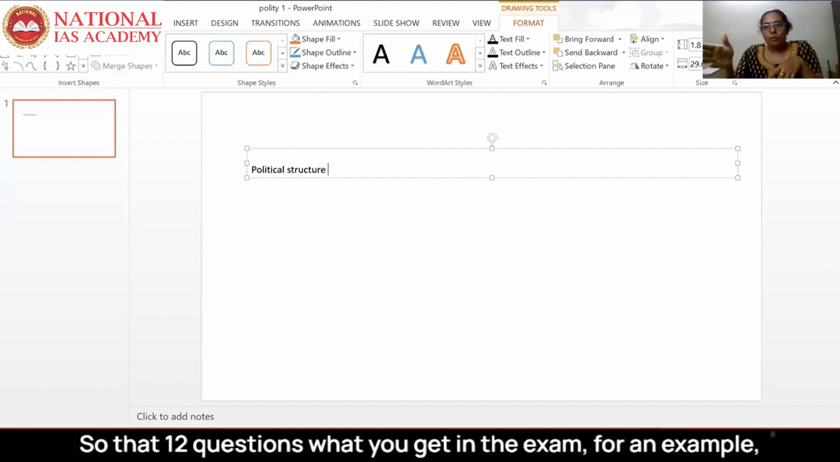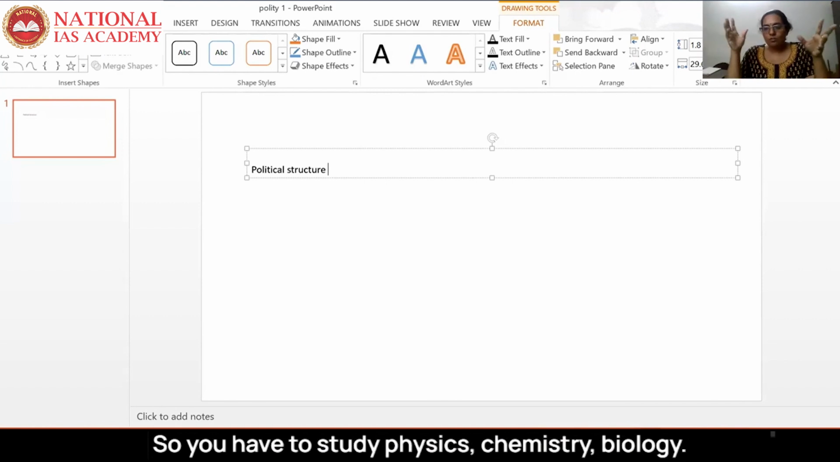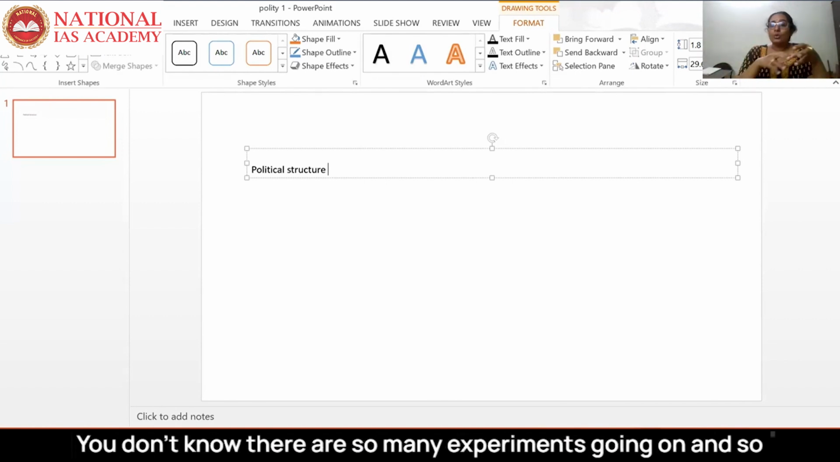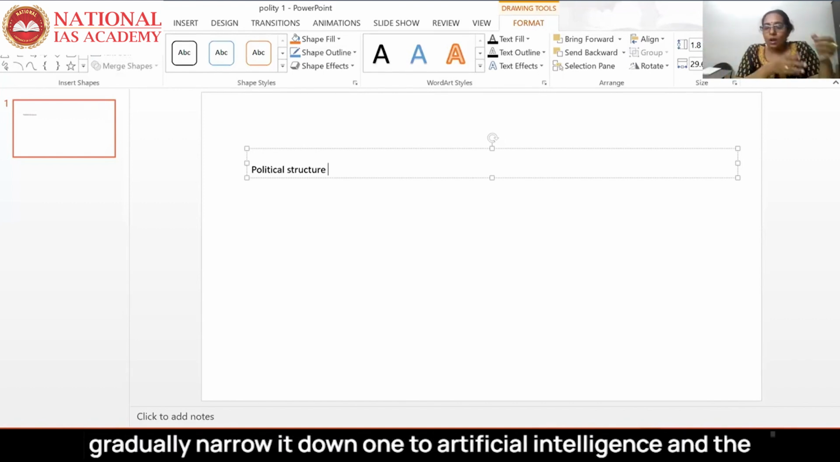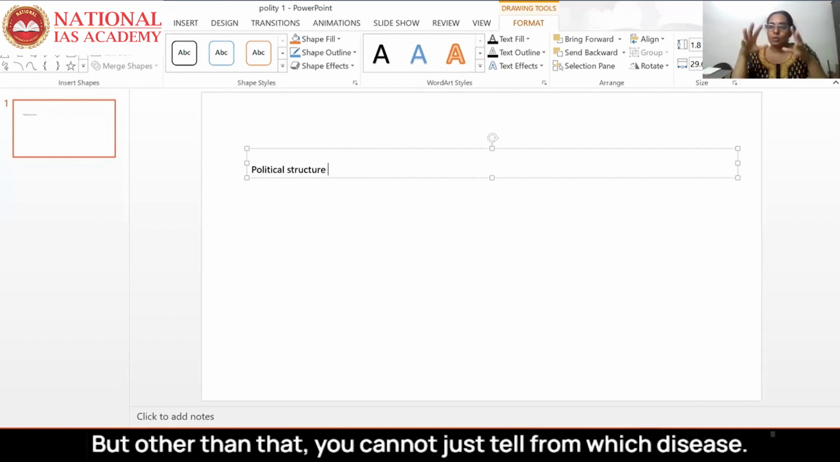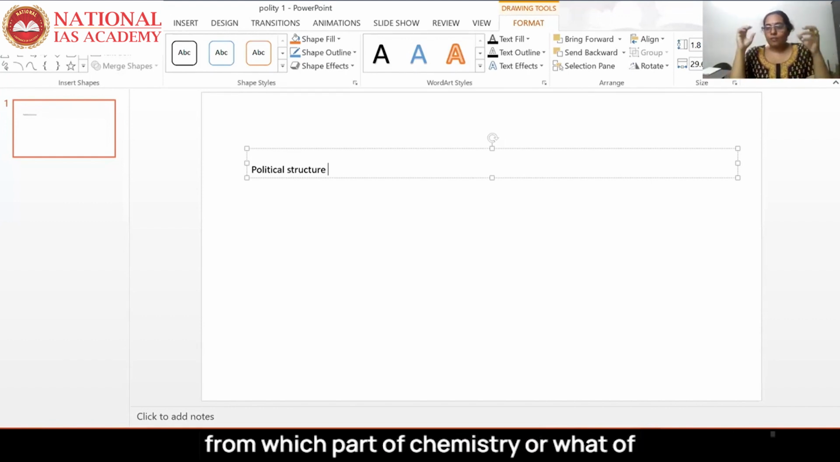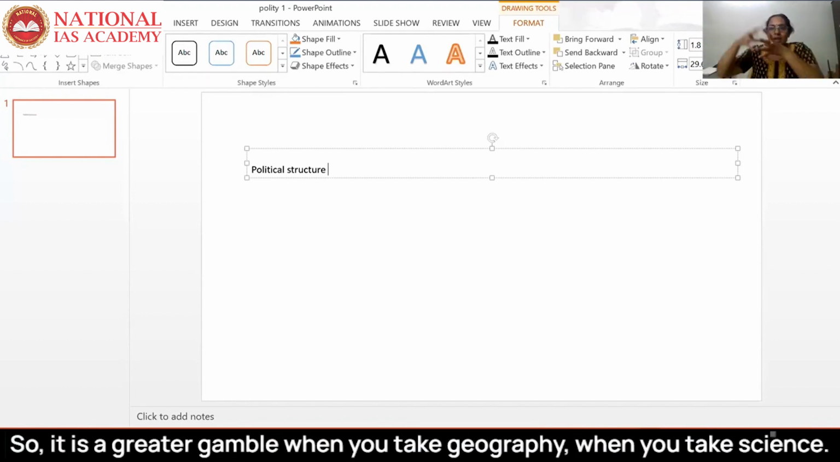For example, if you take science, it is a very vast subject. You have to study physics, chemistry, biology. There are so many experiments going on and so many new things that come out in current affairs. You can gradually narrow it down to artificial intelligence and the space programs going on from India's side. But other than that, you cannot tell from which disease, which part of chemistry, or what of physics he is going to ask in the exam. So it is a greater gamble when you take science.